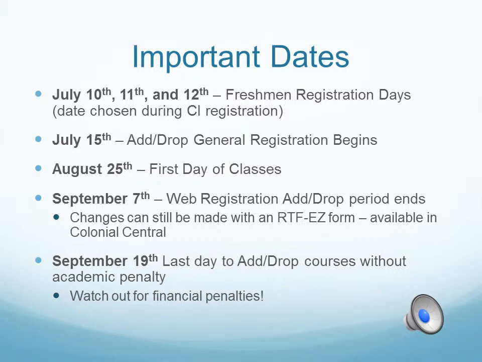On July 15th, the add drop general registration period begins. Classes that you might not have been able to register for on your original day might open up throughout the summer. Keep checking back for openings. The first scheduled day of classes for the fall 2014 semester is August 25th. Get excited, Colonials! On September 7th, the web registration add drop period ends. You can still make changes to your class schedules with an RTF-EZ form.